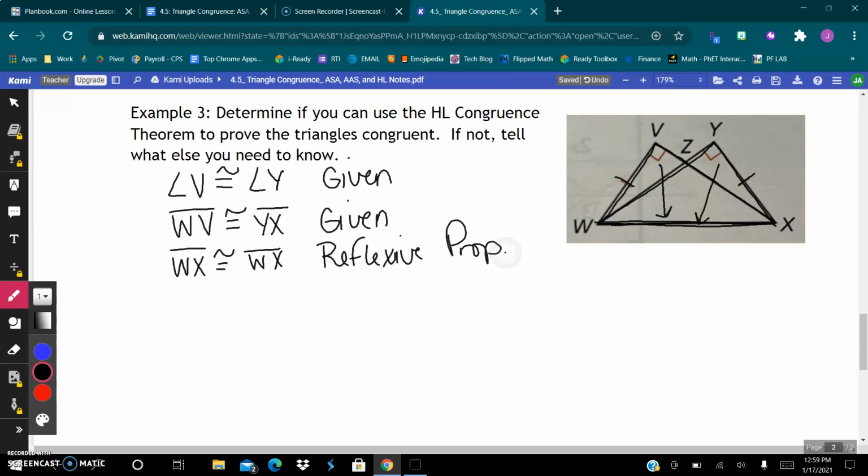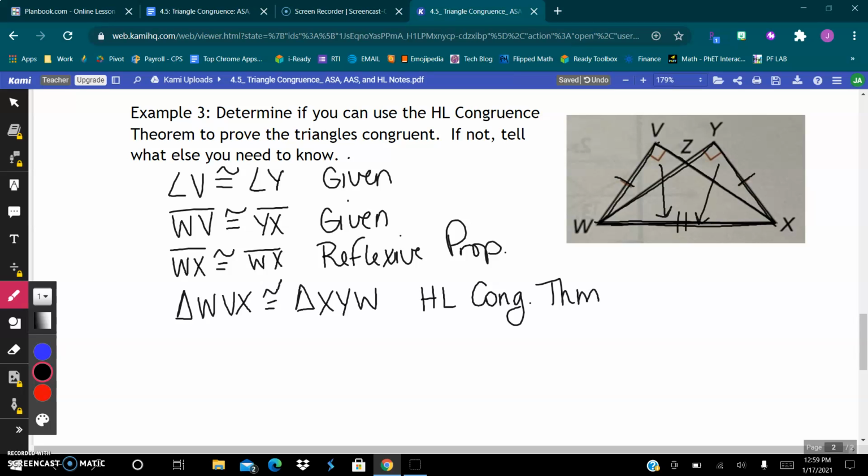If they're the same segment, then that's the reflexive property. And so I can put 2 tick marks there. So now we have proved that the hypotenuse was the same, and we were given that the leg was the same. So now we can say that triangle WVX is congruent to triangle XYW because of the hypotenuse-leg congruence theorem.